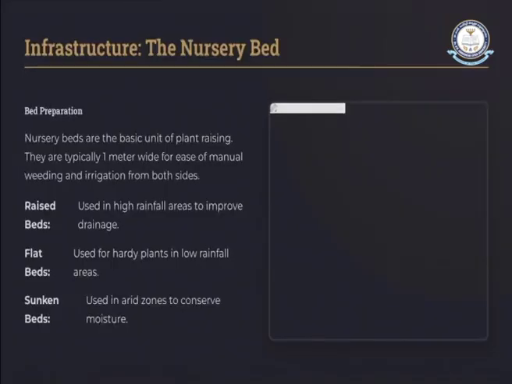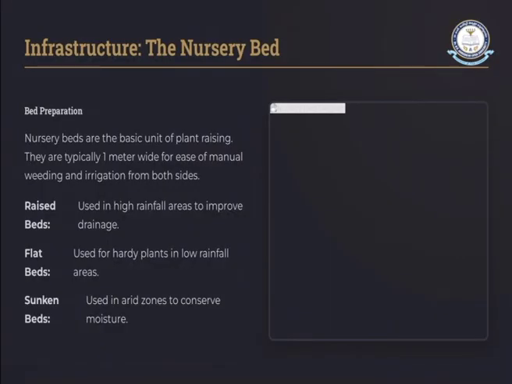How should the infrastructure of the nursery bed be? The nursery bed is the basic unit of plant raising. These are typically 1 meter wide, which makes manual weeding easy, and also irrigation from both sides. There are 3 types of beds: raised beds, flat beds and sunken beds.